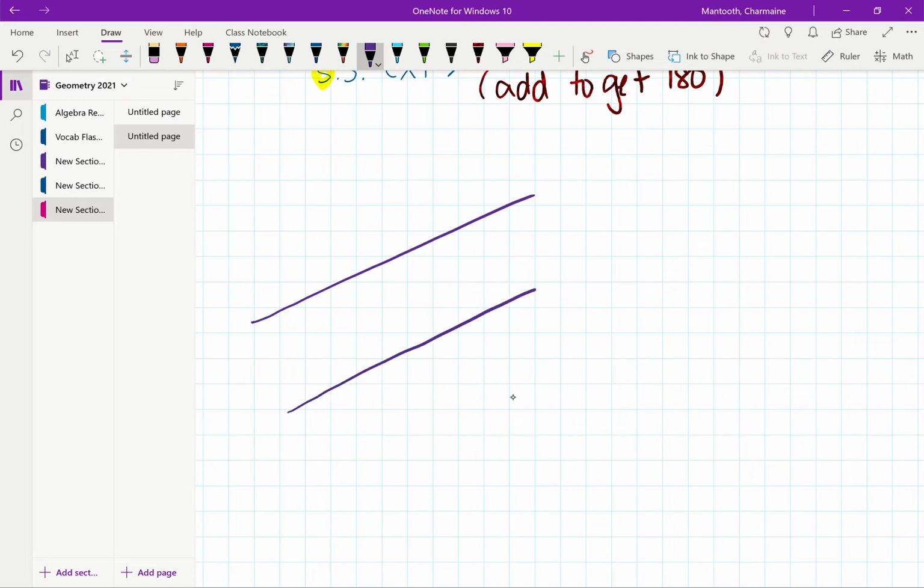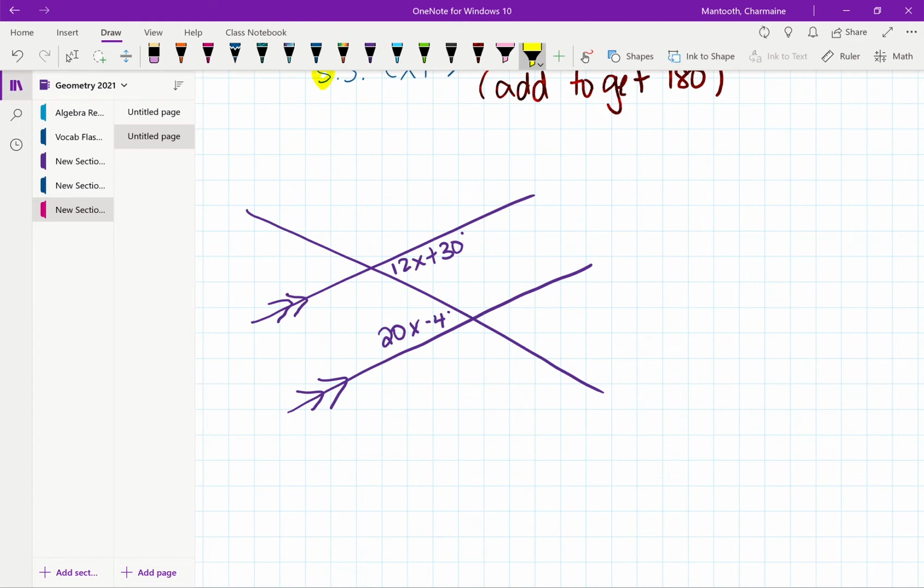So if I have a pair of parallel lines, and again, I can't emphasize enough that I have to know those lines are parallel. And if this angle right here is 20x minus 4 degrees, and this angle right here is 12x plus 30 degrees, I have to decide, is this a congruent pair or is it a supplementary pair? Well, these are alternate interior angles. We know that alternate interior are congruent.